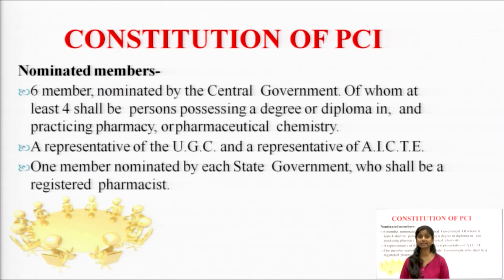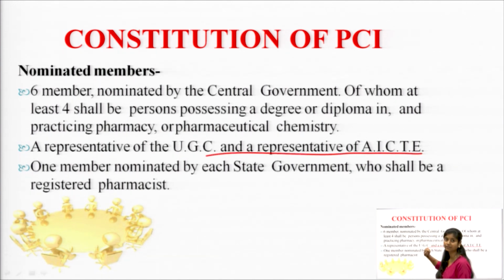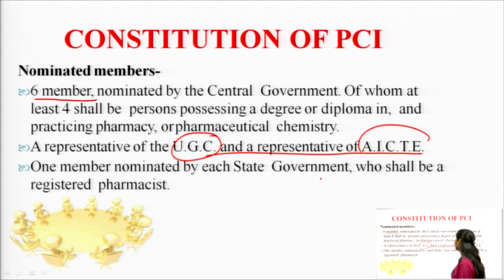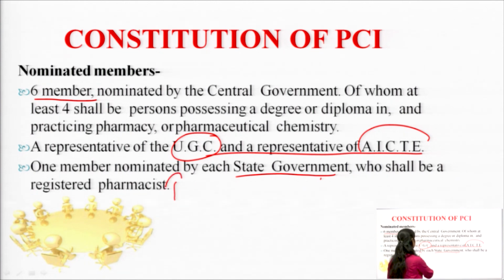Now let's see the next point, a representative by the UGC and a representative of AICTE. These are the 2 technical organizations which control the profession of pharmacy. So 1 member of UGC, 1 member of AICTE. So again we have 6 members plus 1 and 1, that is 8. Now last point, 1 member nominated by each state government who shall be a registered pharmacist. ये nominated member है, elected नहीं है, और ये स्टेट गवर्नमेंट से nominated है, फिर से वही एक registered pharmacist.